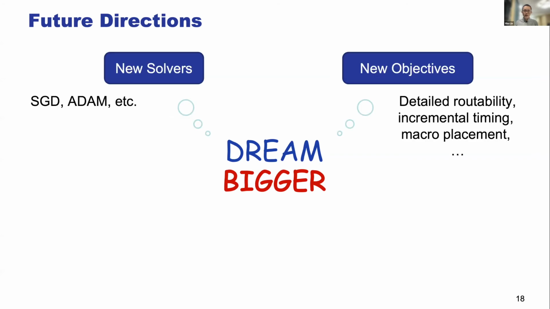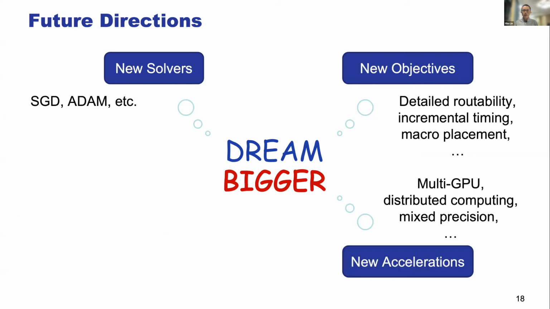From the algorithm perspective, we can explore new gradient descent algorithms that are widely used in deep learning to further improve the quality. We can also extend the objective to consider detailed routability, incremental timing, macro placement, and so on. From the acceleration perspective, we can explore multi-GPU, distributed computing on CPU, and even mixed precision to further speed up DREAMPlace.